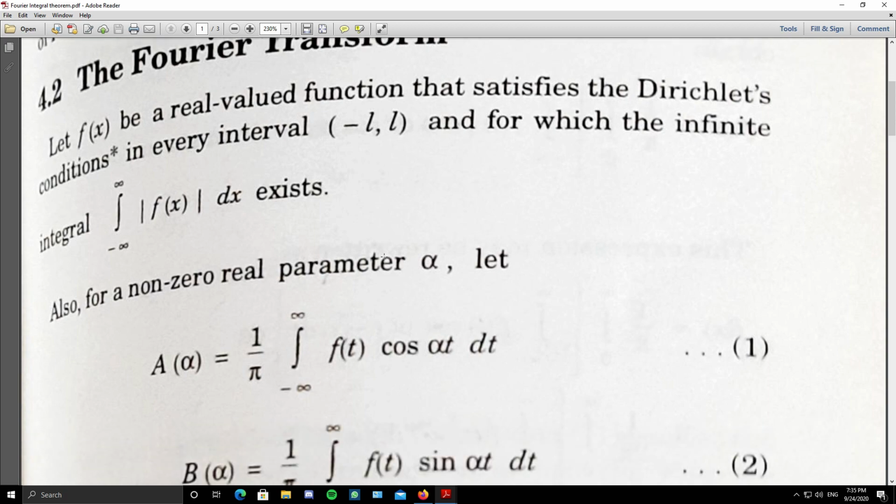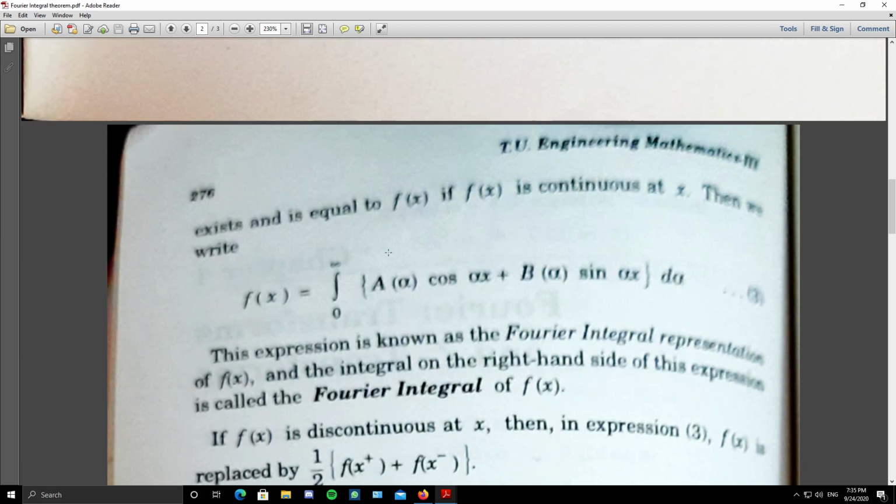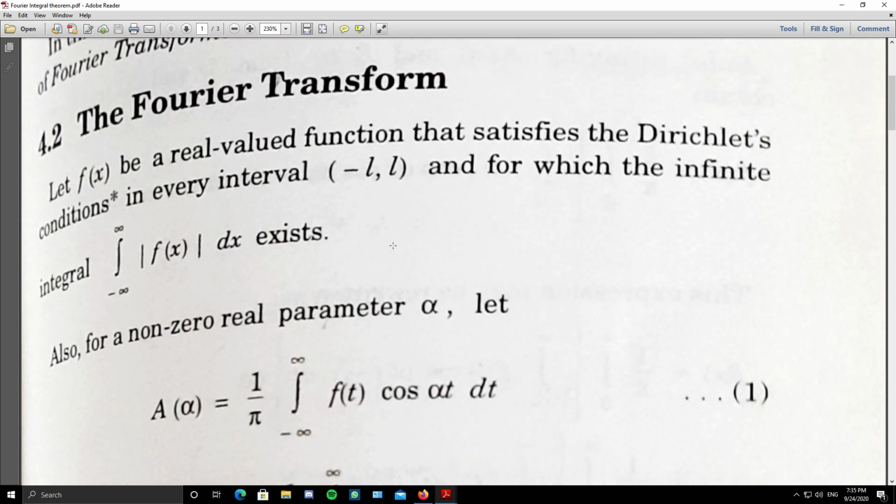So you take a Fourier series, and this is called the Fourier integral theorem. Let f of x be a real valued function that satisfies Dirichlet's conditions in the open interval minus L to L, for which the infinite integral, integral from minus infinity to infinity of mod f of x dx, exists. So f of x is a real valued function which satisfies Dirichlet's conditions, for which the infinite integral exists.